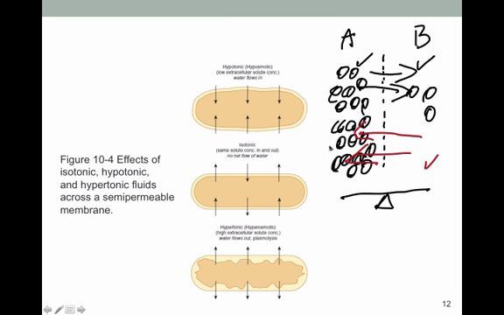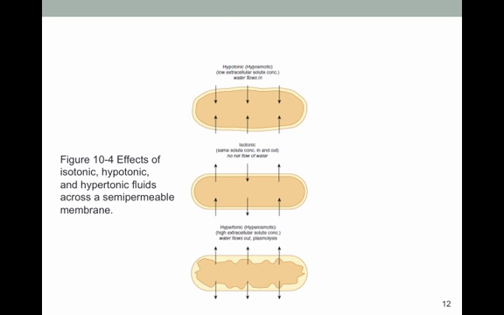The tonicity of these fluids matters because this is what we put into the body, and from that we get net fluid movement. So a hypotonic solution, let's start up with this one here, and this is our semipermeable membrane again.